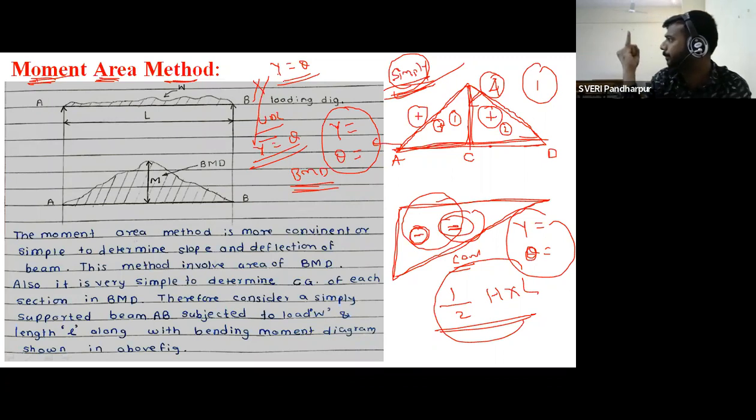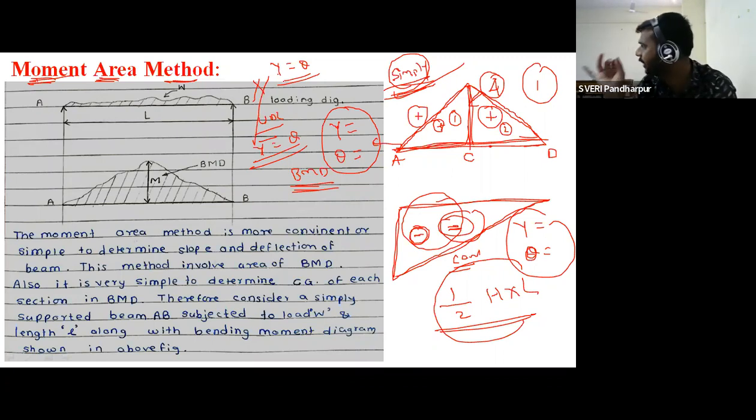One is the type of beam. When the type of beam changes, the slope and deflection formulas change. Second is the type of load. When the load changes, your slope and deflection formulas will change. And here we have to derive 4 derivations by using the moment area method. In them, first is simply supported with point load at the center, simply supported with UDL on entire span, cantilever with point load at the free end, and cantilever with UDL on entire span.